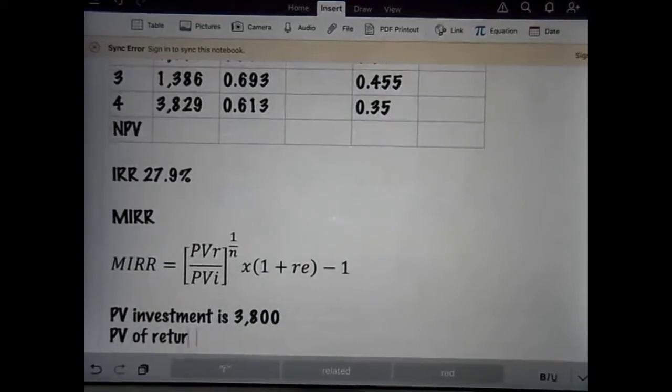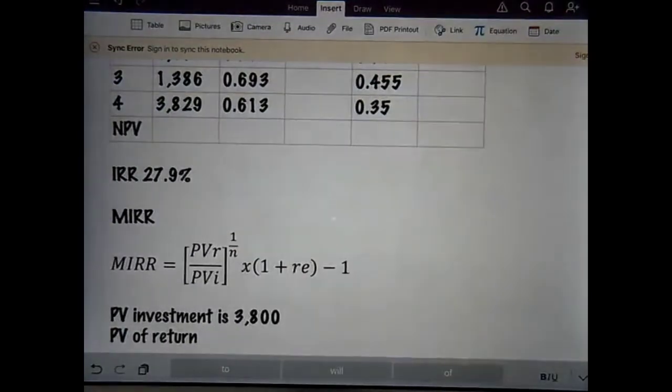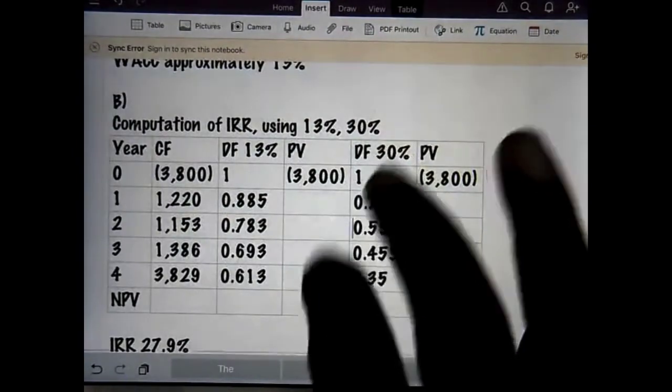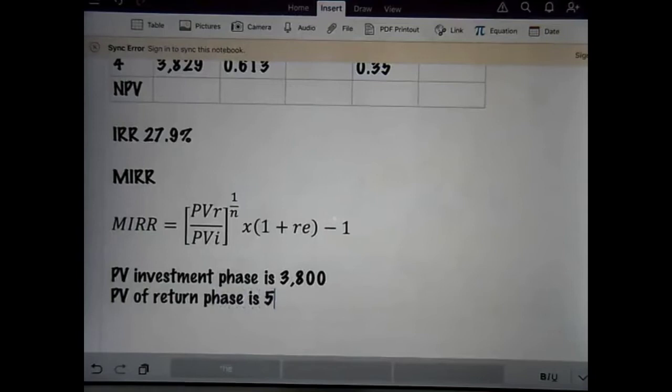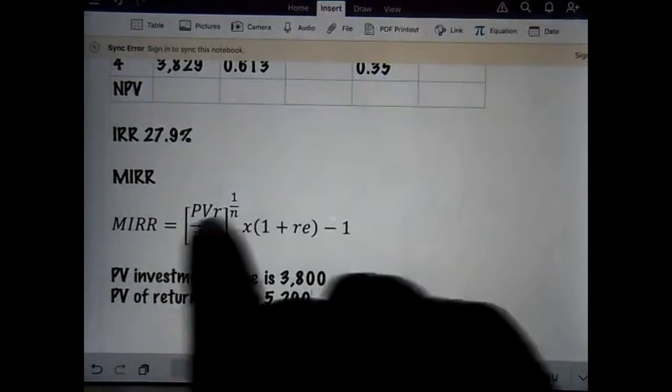PV of the return phase is going to be based on what you got here, plus back the 3008. What do you get? I think you should get 5290, correct? Okay, all of you got these two numbers? Yes, no? By the way, IRR, you all okay now? Can you get 27.9?